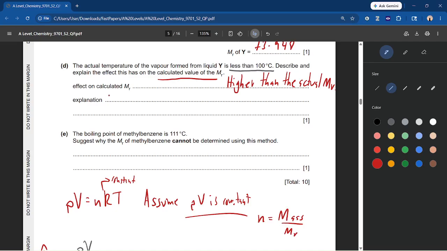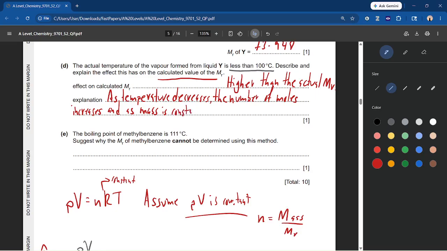And your explanation: as temperature decreases, the number of moles increases, and as mass is constant, the actual MR is lower. Very, very interesting question.